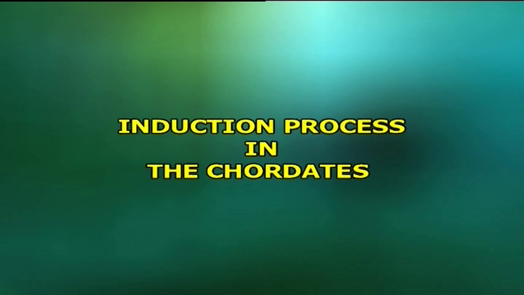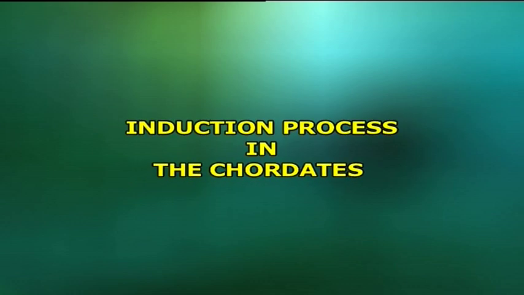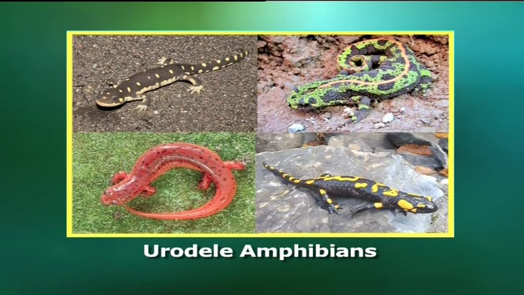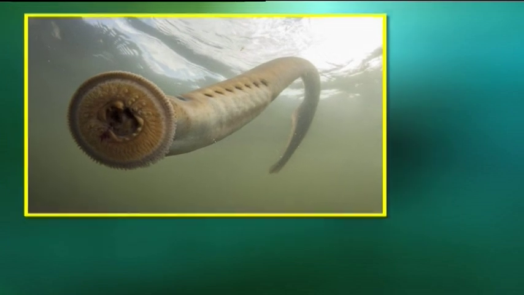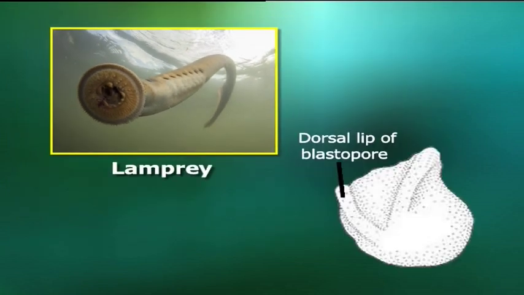We will start with the induction process in the chordates. The primary organizer was first noticed in urodele amphibians. It was found that the dorsal lip of the blastopore and the roof of the archenteron of lower chordates and other vertebrates have the same function in development. In cyclostomes, especially in lampreys, the dorsal lip of the blastopore, when transplanted into the blastocoel of another young gastrula, induces the development of a secondary embryo.